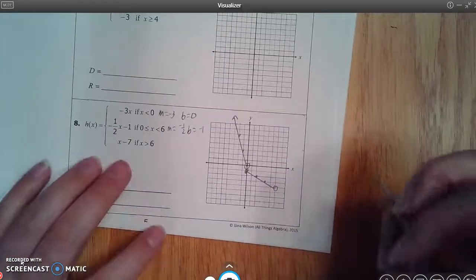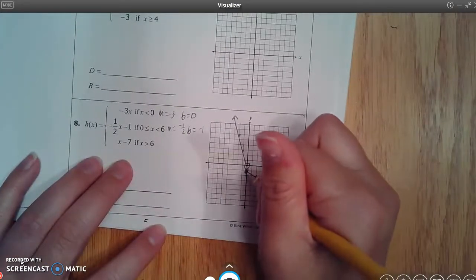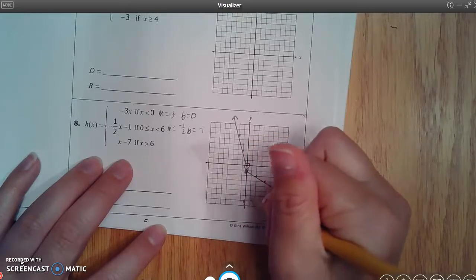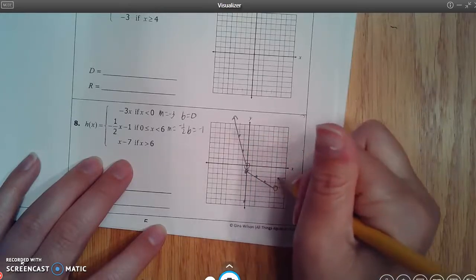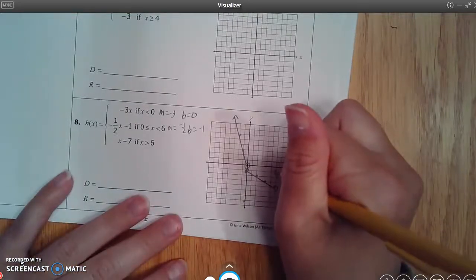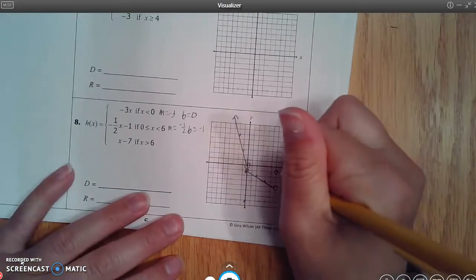And then not least at -7. 1, 2, 3, 4, 5, 6, 7. And then I want to go up 1 over 1. So we are going to start right here, the open dot, and then I go up forever.